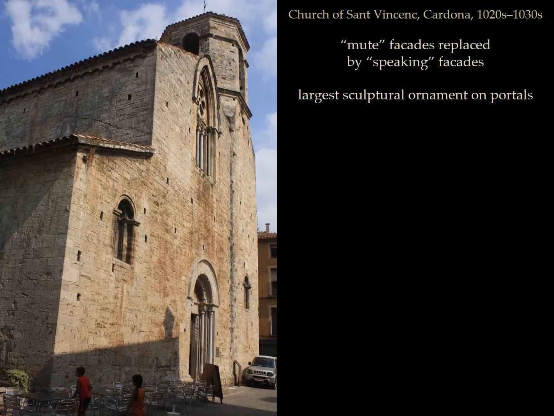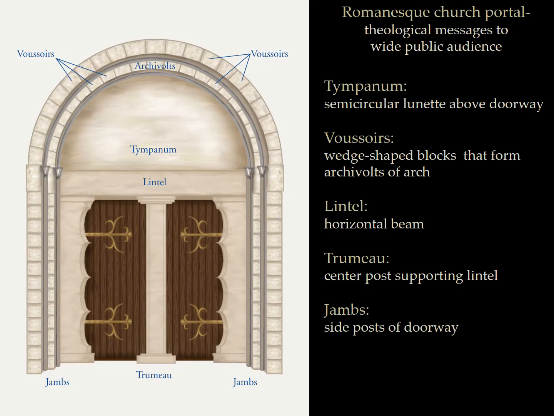Turning to the development of church facades and sculptural decoration, the largest sculptural ornaments would be found in the Romanesque era on church portals or entryways. This is when we find that mute facades, such as that at Saint Vincent, which does not have decorative elements, will be replaced by speaking facades, as they will become known. The Romanesque church portal would develop in complexity and eventually evolve into the Gothic portal.